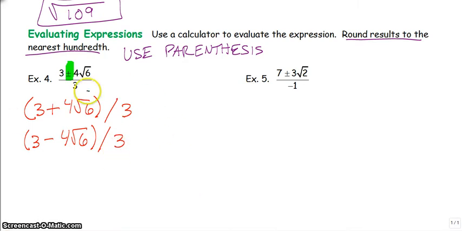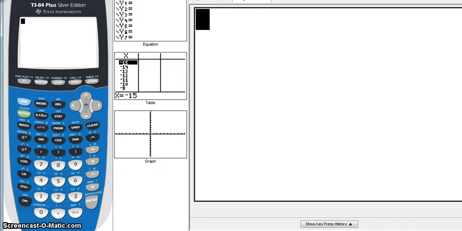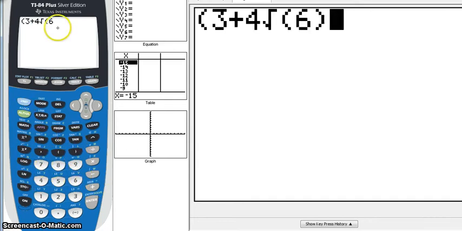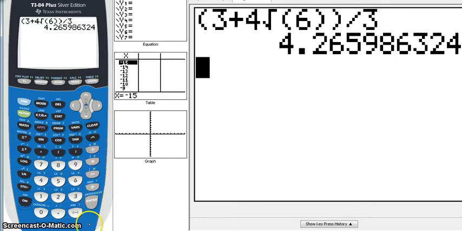I'm going to plug both of those into my graphing calculator. So, on your graphing calculator, I am going to go with parentheses, starting my entire numerator in parentheses. So, once again, 3 plus 4 times the square root of 6, end your parentheses, or push the right arrow button if you have a newer operating system. End my parentheses for my numerator, all divided by the denominator, in this case 3.